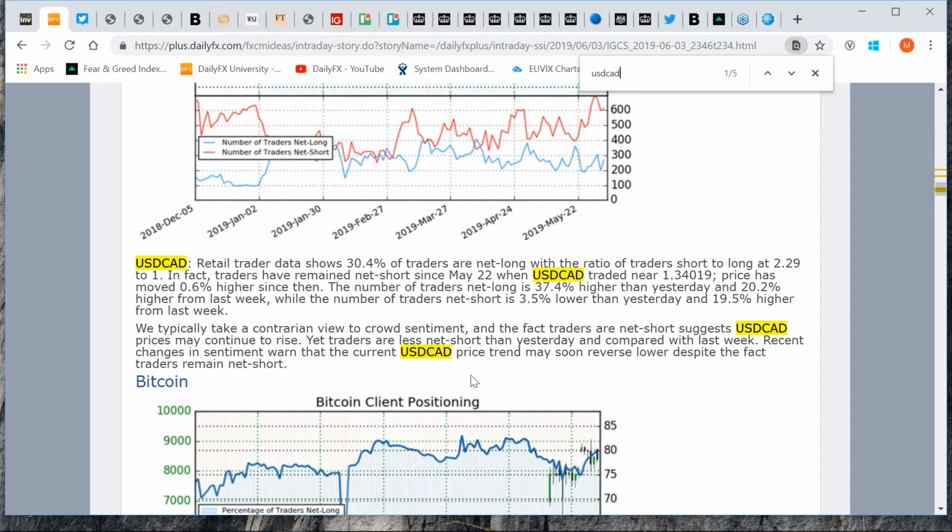And so what does it say at the moment? The dollar CAD price trend may soon reverse lower, despite the fact traders remain net short. In other words, if dollar CAD is reversing lower, that means strength for the Canadian dollar.